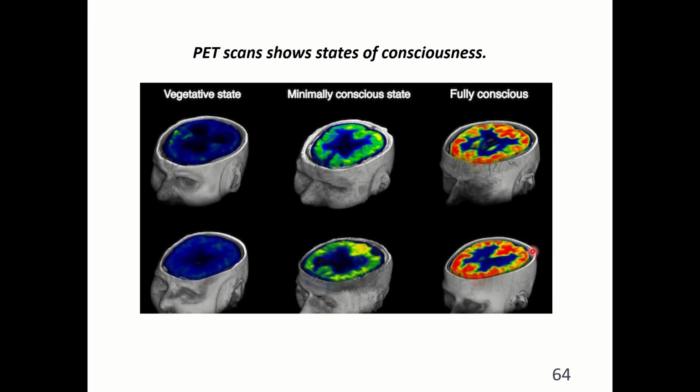Here are PET scans showing the states of consciousness. On the right is a fully conscious individual with lots of metabolic activity in their brain. In a minimally conscious state, we see a lower level of brain activity, and then in the vegetative state is minimal brain activity with no consciousness whatsoever. And then, of course, brain death may occur shortly after that.